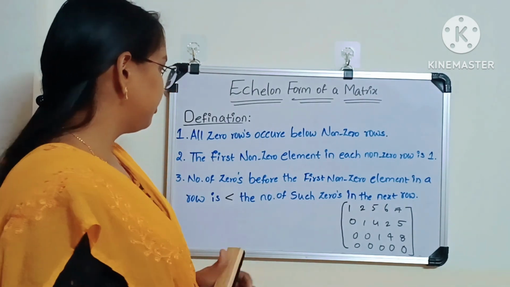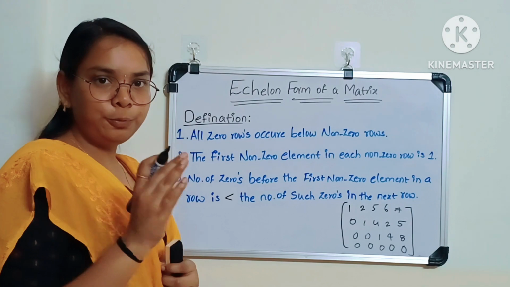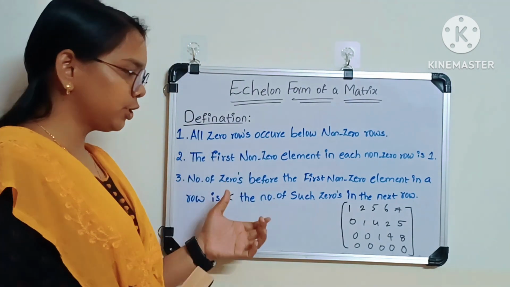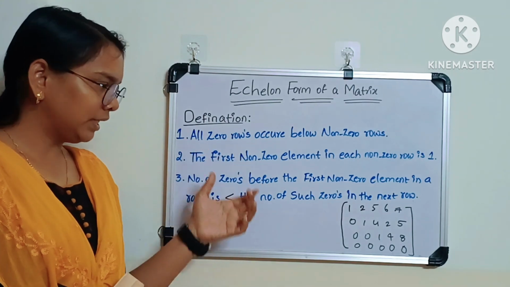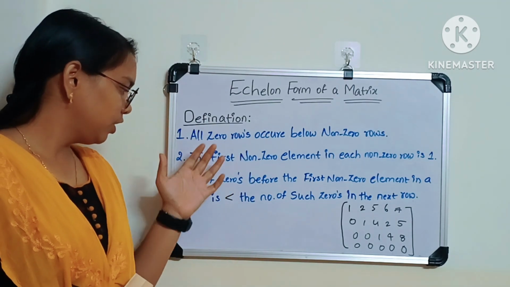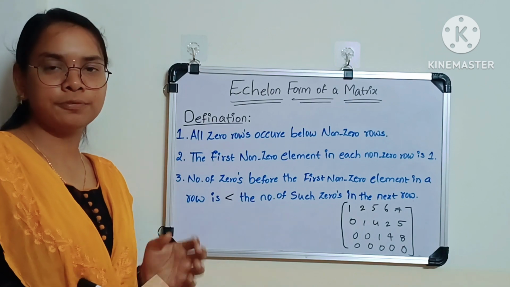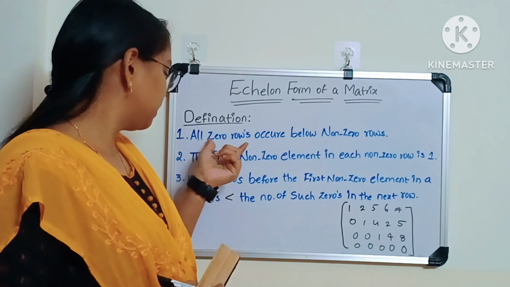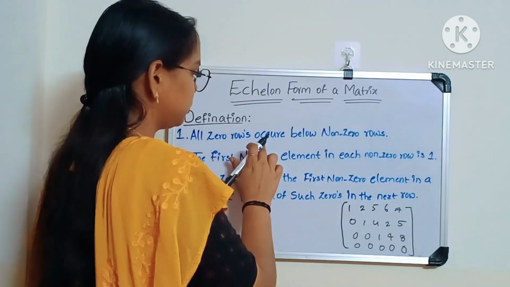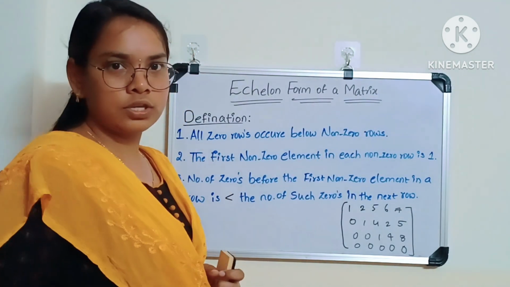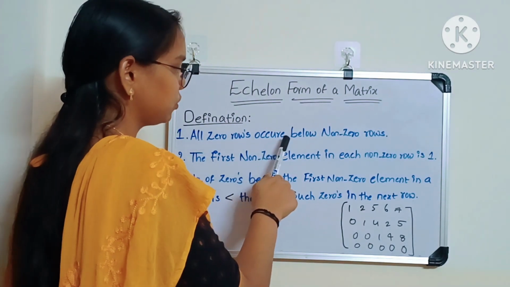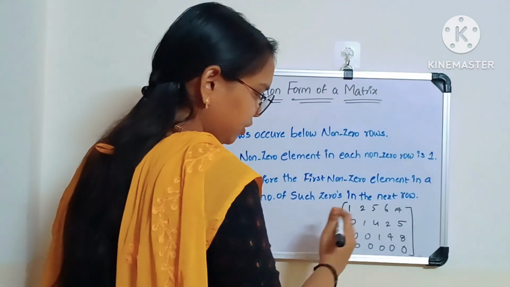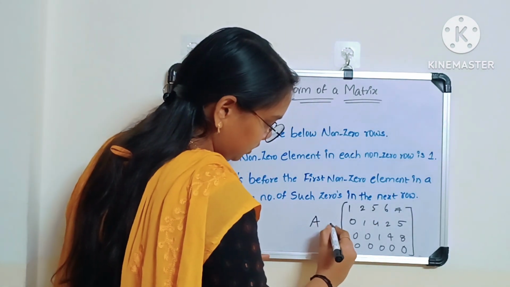If you see the definition, a matrix is said to be in echelon form if it follows all three statements, rules or conditions. The first one is that all the zero rows occur below non-zero rows. I have written one example here, and we will name it matrix A.